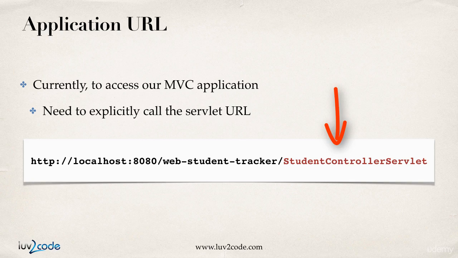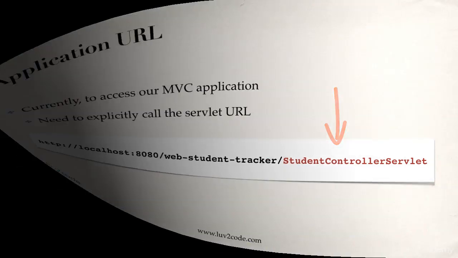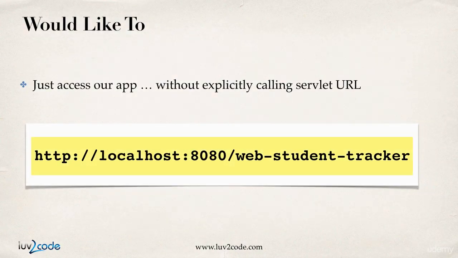So what I'd like to do is make things just a little bit simpler by simply giving the URL to the web app without having to explicitly call the servlet. I'd like to take this URL and be able to share it with somebody without getting into all the gory details of student controller servlet.